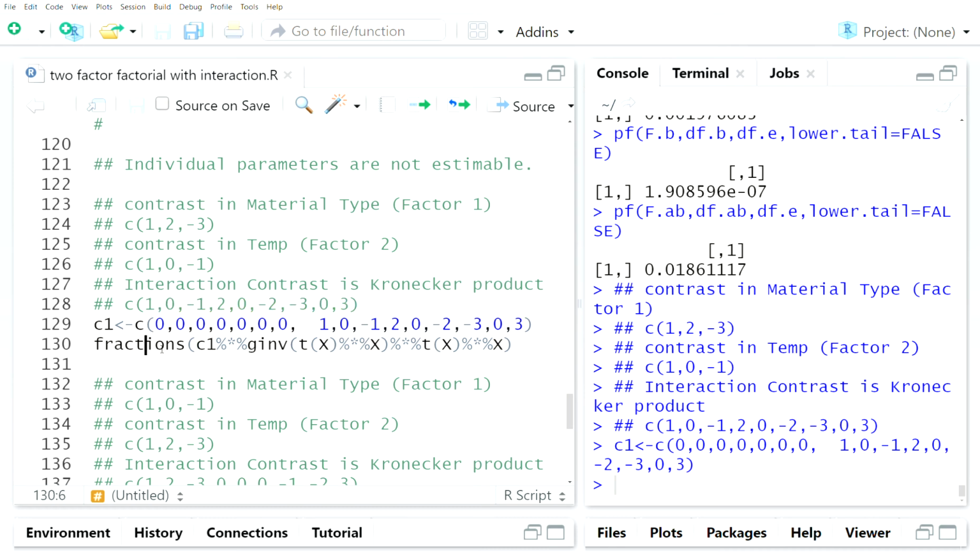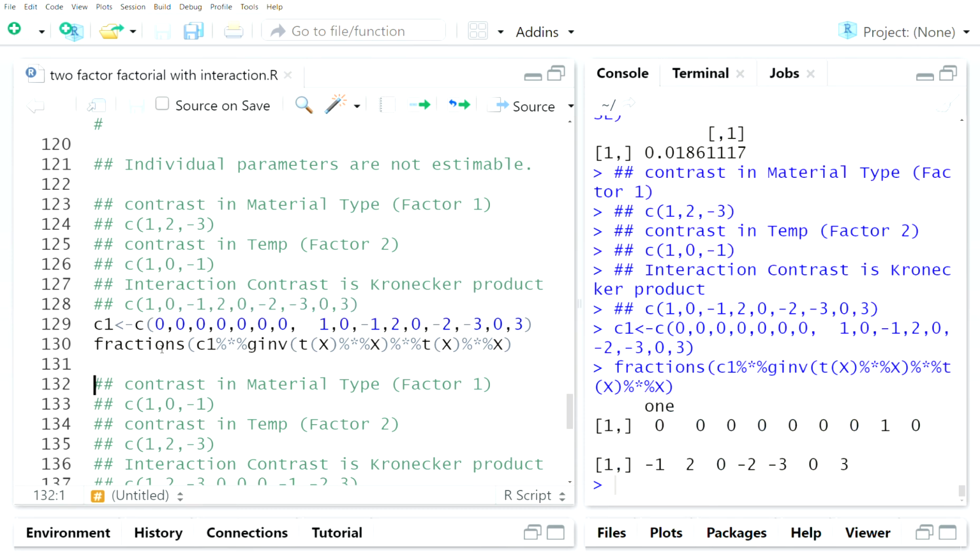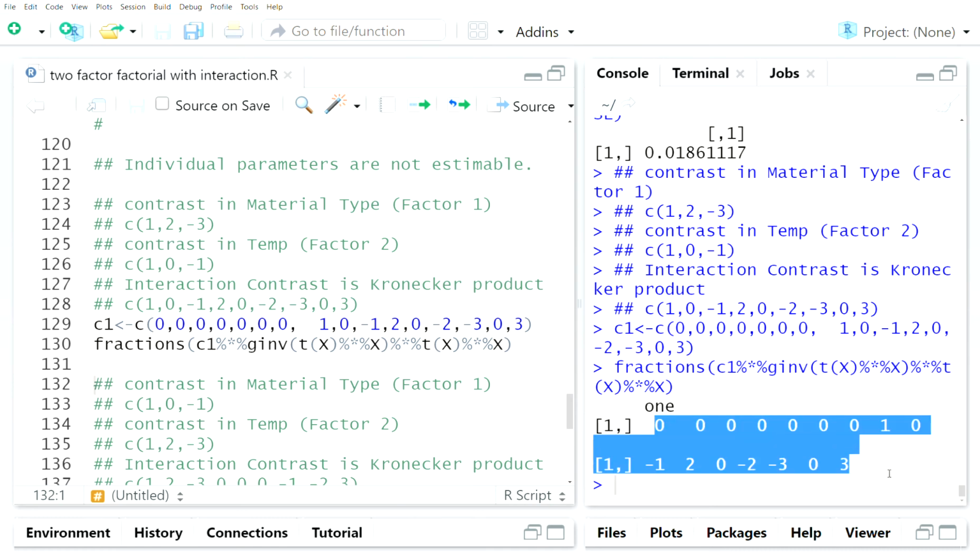Now, this next statement, I'm using what we did in a little 4-part mini series on estimability. If you take C1 times the generalized inverse of X transpose X times X transpose X, and if we get the same linear combination back, then it's estimable. And we do. We put it in that crazy formula, and we got the same thing back.